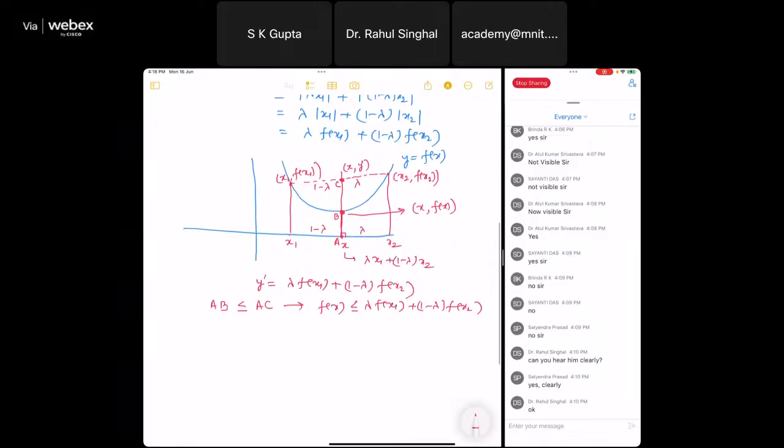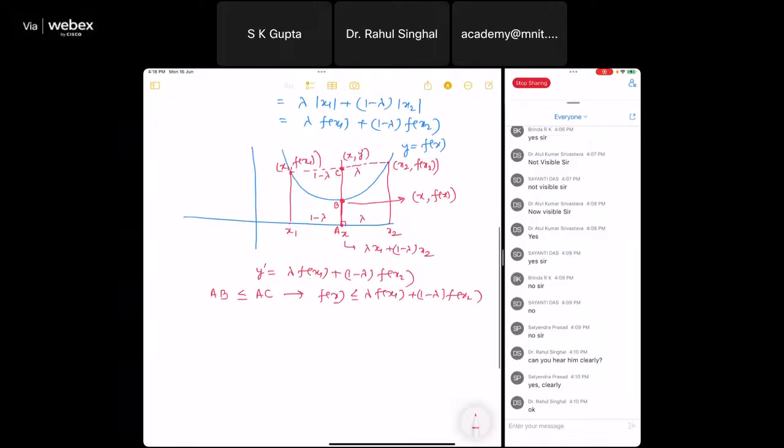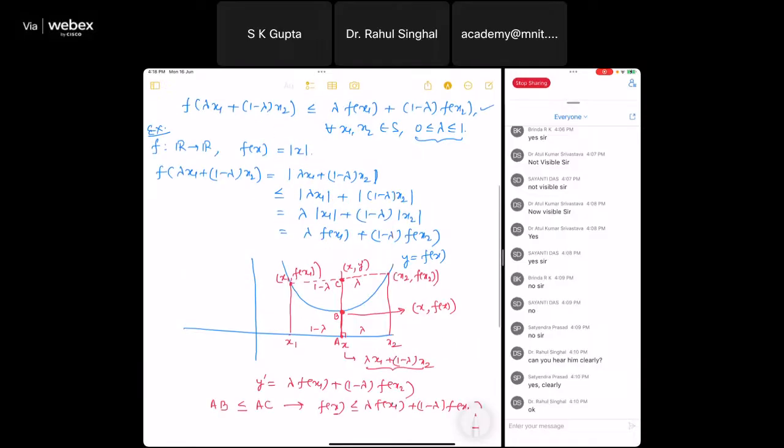So what does this mean? What is x? X is simply this point. That means this definition is true.